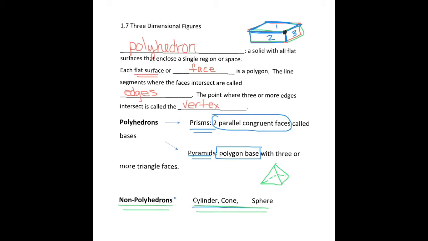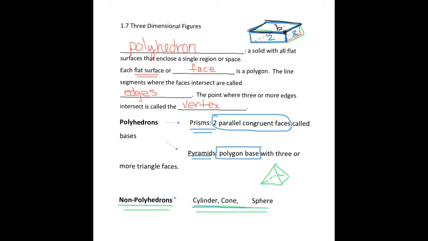So that makes sense. Polyhedra can be prisms or pyramids. In a prism, think of a prism as like a Kleenex box. There are two parallel congruent faces called bases. So if I were to go back up to this drawing here, this would be a base. And what you don't see on the bottom is also a base, right? It's like a box. So the bases are congruent to each other.